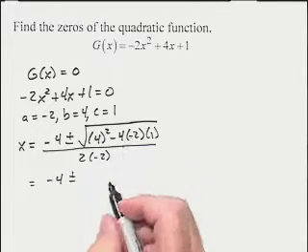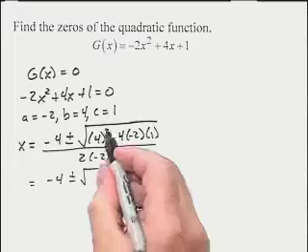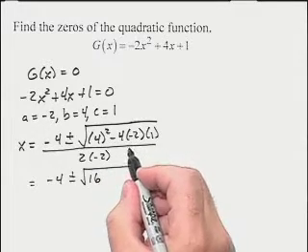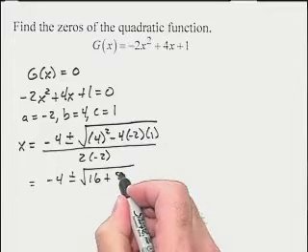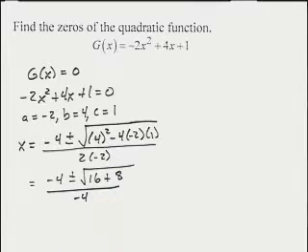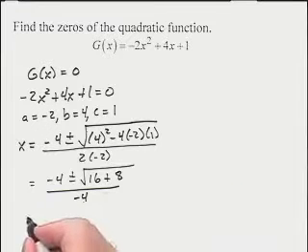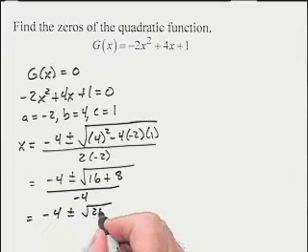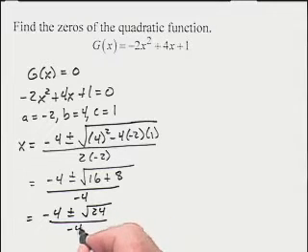If we simplify the radical a little bit, 4 squared is 16. 4 times 2 is 8. The two negatives make a positive, so we'll have 16 plus 8 under the radical. And that's divided by negative 4. So this gives us negative 4 plus or minus the square root of 24 divided by negative 4.